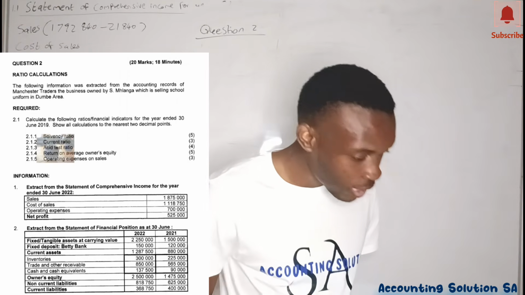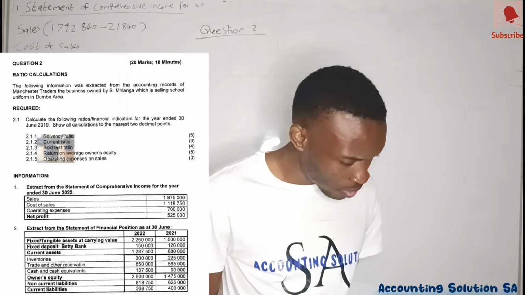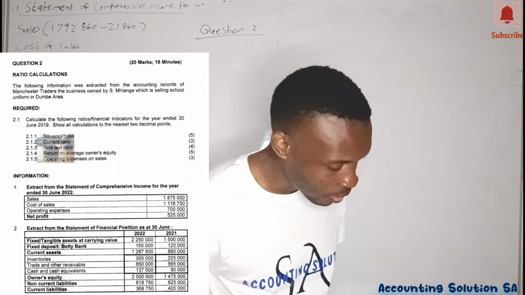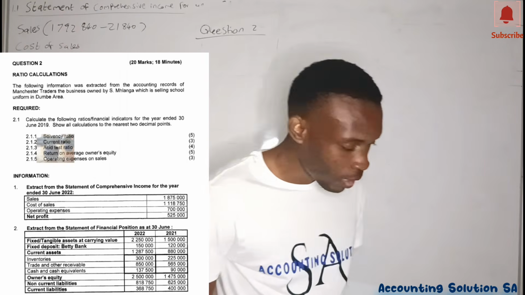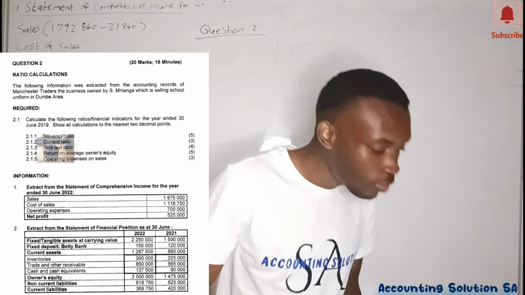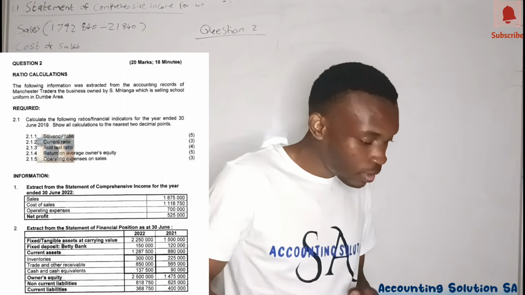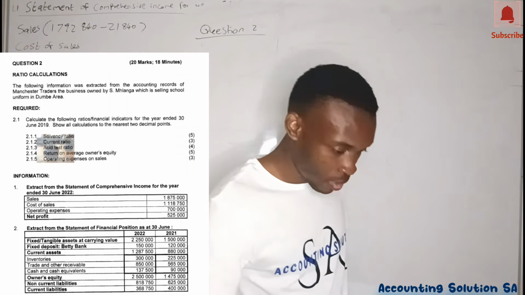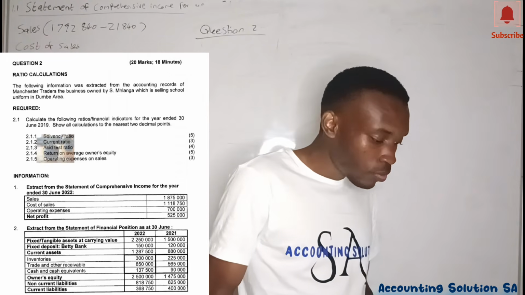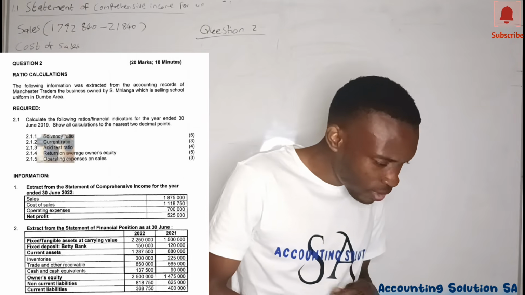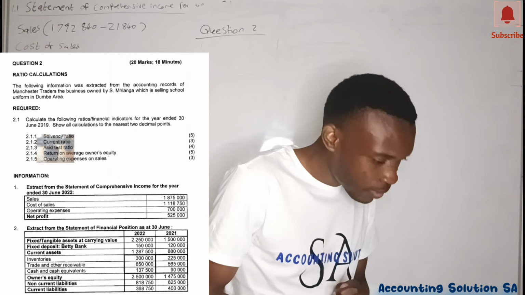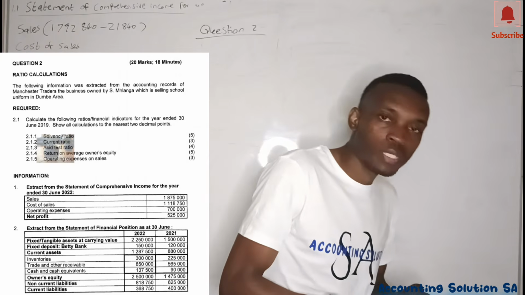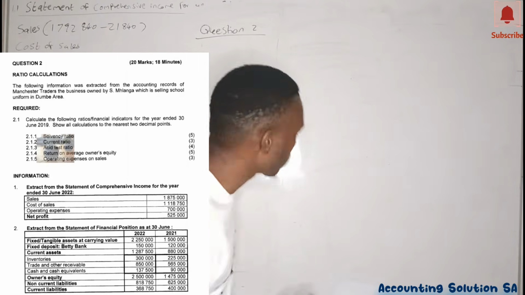The following information was extracted from the accounting records of Manchester Traders, the business owned by S. Mahlanga, who is selling school uniforms in Dumbe area. Required. Calculate the following ratio indicators for the year ended 30 June 2029. Show all calculations to the nearest two decimal places. Number 1: solvency ratio, 5 marks; current ratio, 3; acid test, 4; then return on average owner's equity; then operating expense on sales. Okay, let's start with solvency ratio.